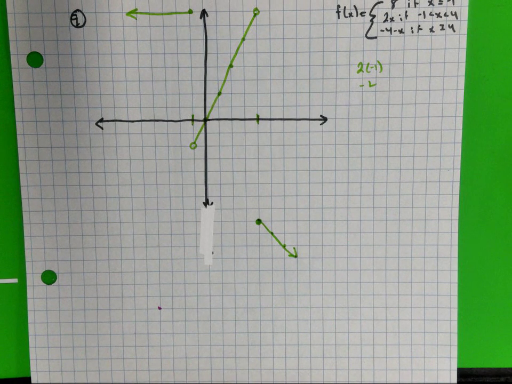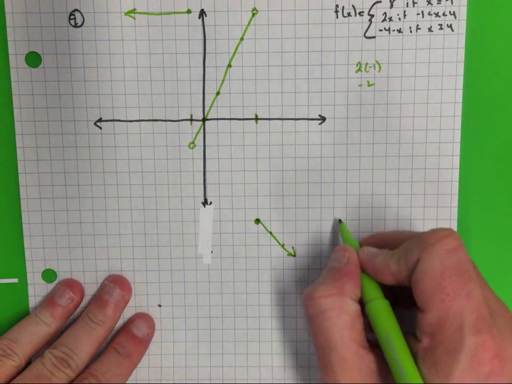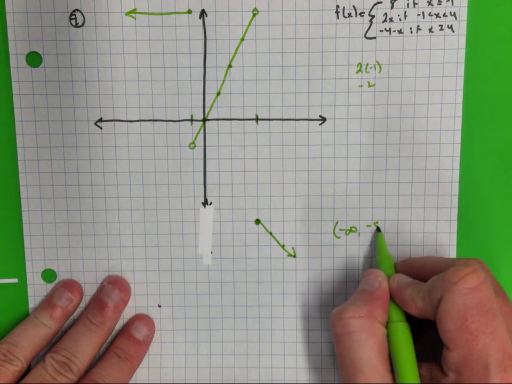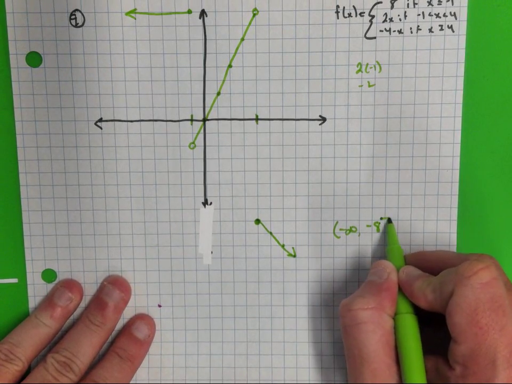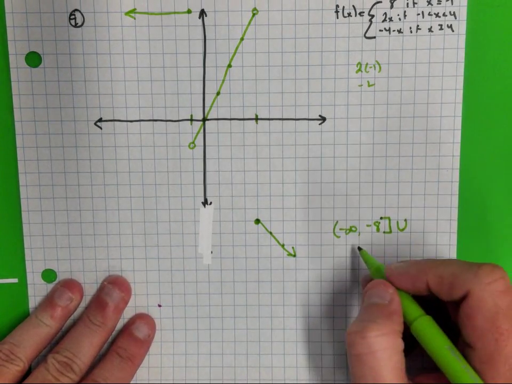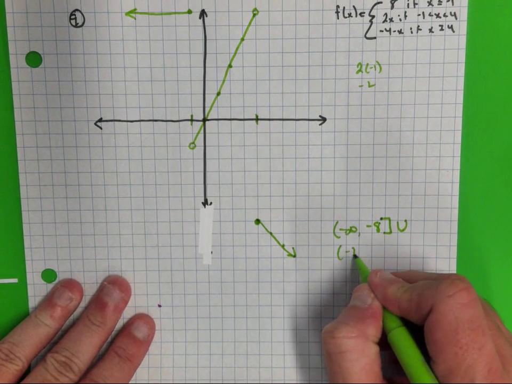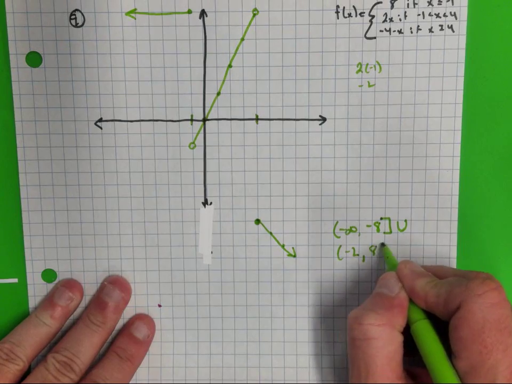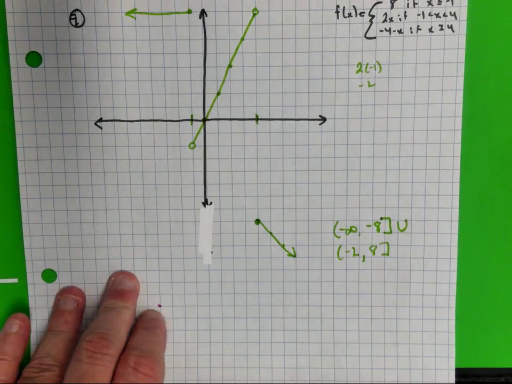What's your domain? Yep, all real numbers. Range. What's your range? Negative infinity to, or what goes around negative 8? Union. Negative 2 to, yep, there you go.